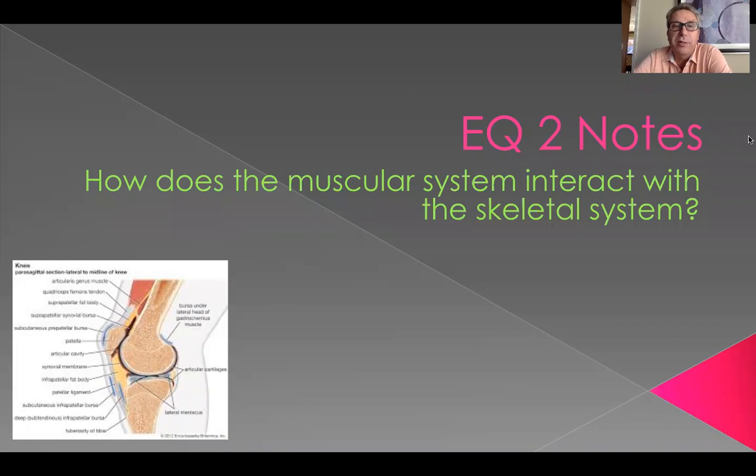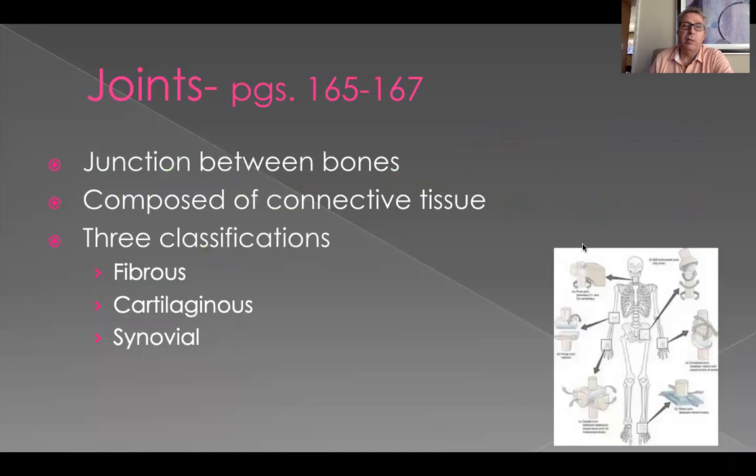Essential question 2. How does the muscular system interact with the skeletal system? As I mentioned at the end of last class, we threw the joints into this unit instead of the skeletal system because they work more in conjunction with the muscular system, in the sense of the agonist and the antagonist that you worked with a little bit. So we're going to look at the joints as well. You will need to be able to identify the joints. So what are joints? They're all listed on pages 165 through 167.